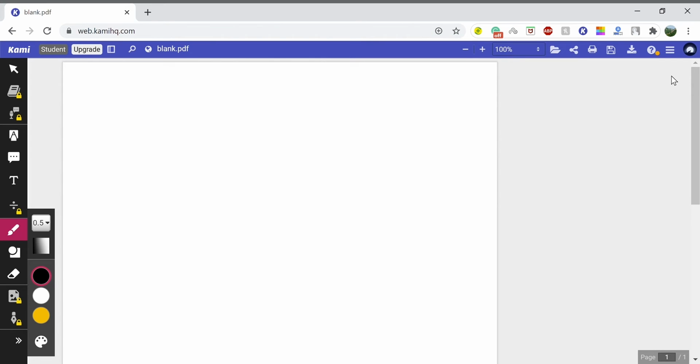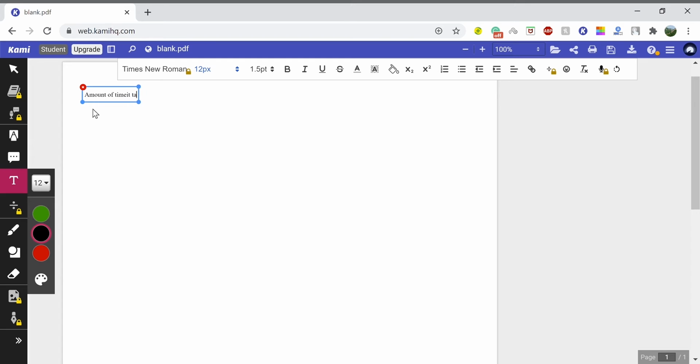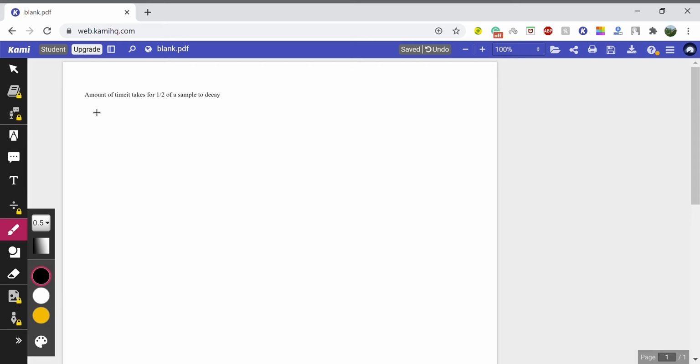Hi, in this video we're going to talk more about half-life. Now we learned a while ago what half-life is. It is the amount of time it takes for 1/2 of a sample to decay. Decay is a continuous process but noted by half-life. Rate constant is also dependent on temperature, so as temperature changes, so does half-life.